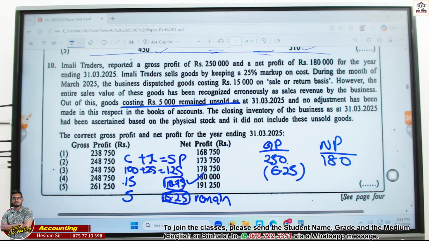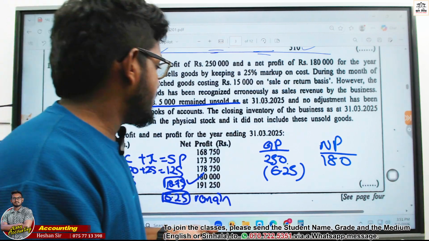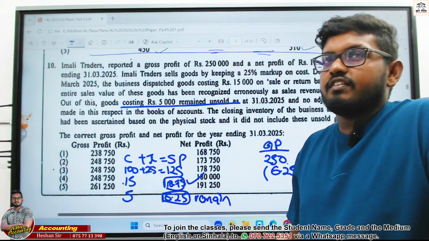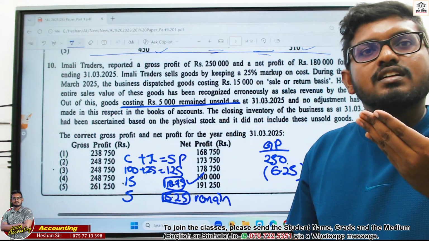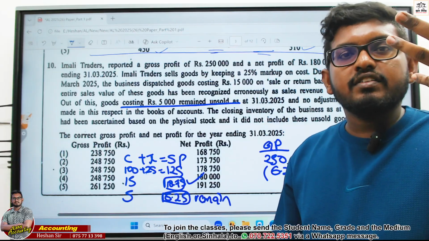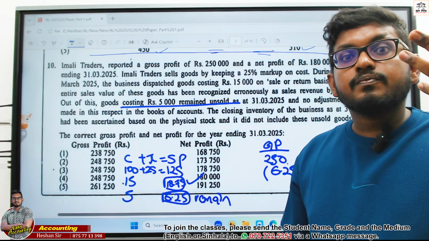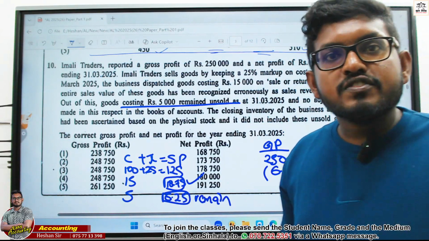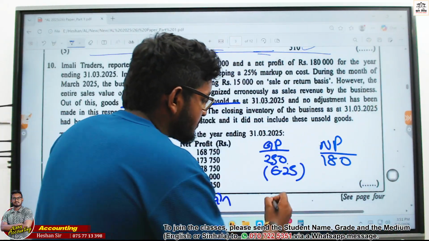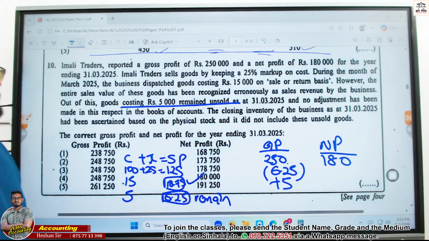In addition to that, we need to increase the closing inventory by 5. When the closing inventory increases by 5, what happens? The cost of sales decreases. When the cost of sales decreases, the gross profit increases. Profit increases.